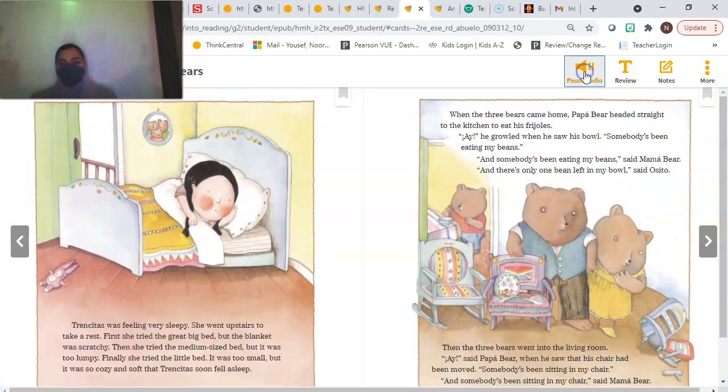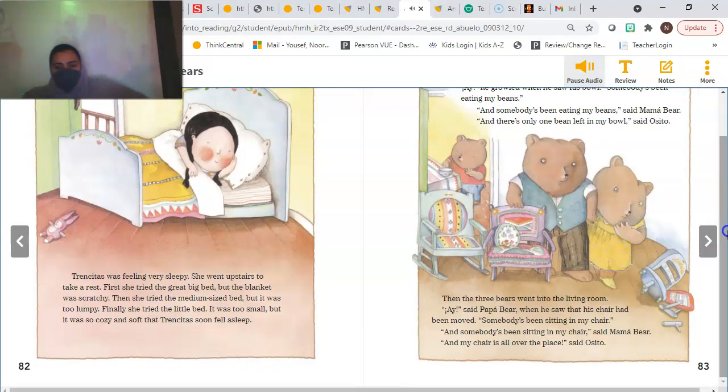All right, let's see. When the three bears came home, Papa Bear headed straight to the kitchen to eat his frijoles. Ay! He growled when he saw his bowl. Somebody's been eating my beans. And somebody's been eating my beans, said Mama Bear. And there's only one bean left in my bowl, said Osito. Then the three bears went into the living room. Ay! Said Papa Bear when he saw that his chair had been moved. Somebody's been sitting in my chair. And somebody's been sitting in my chair, said Mama Bear. And my chair is all over the place, said Osito.